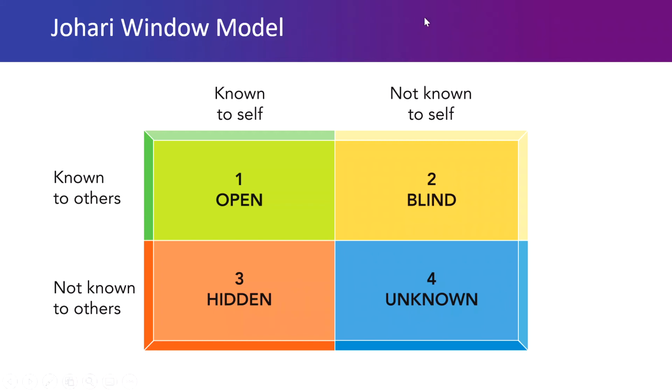And then this first column is everything that you know about yourself. And this column is everything that you don't know about yourself. This column is everything that other people know. And this row is about things that people don't know. So your open quadrant is things that you know about yourself and other people know about you.